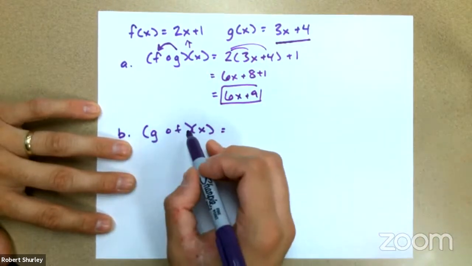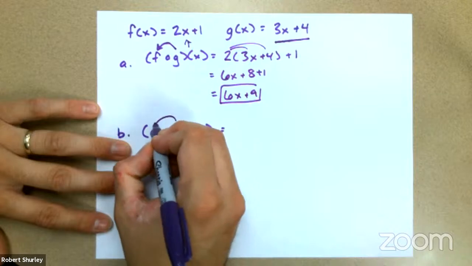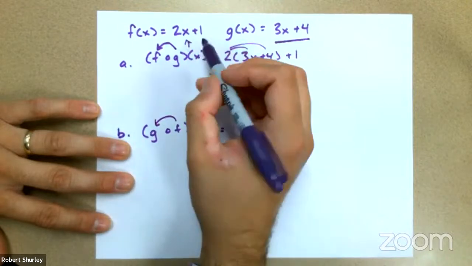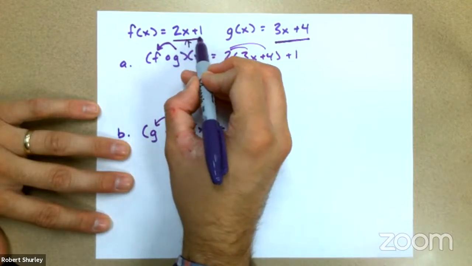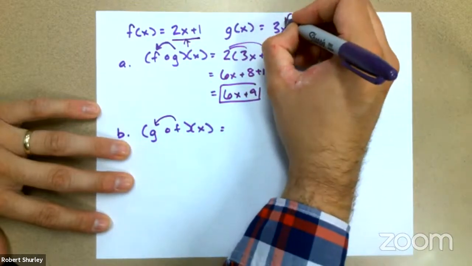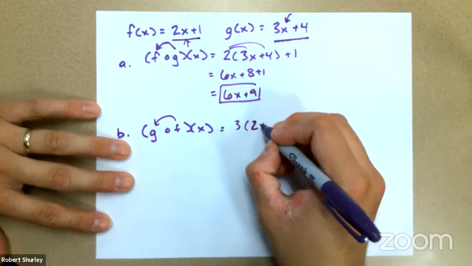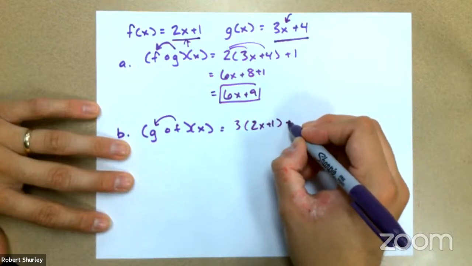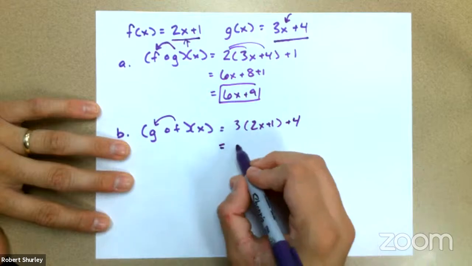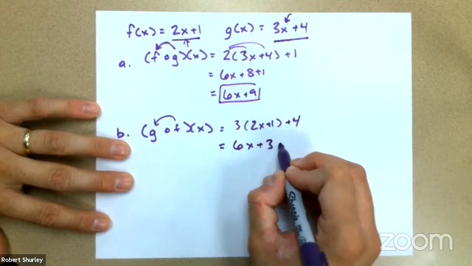And then g composed of f goes backwards. So I'm going to take the f and plug it into the g. So I'm going to take this entire f function and then plug it into that g function. So I get 3 times 2x plus 1 plus 4. So 6x plus 3.